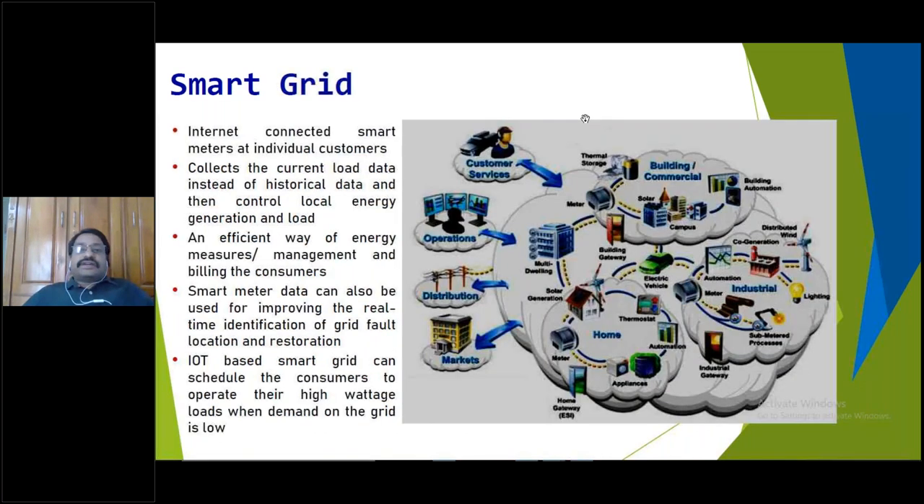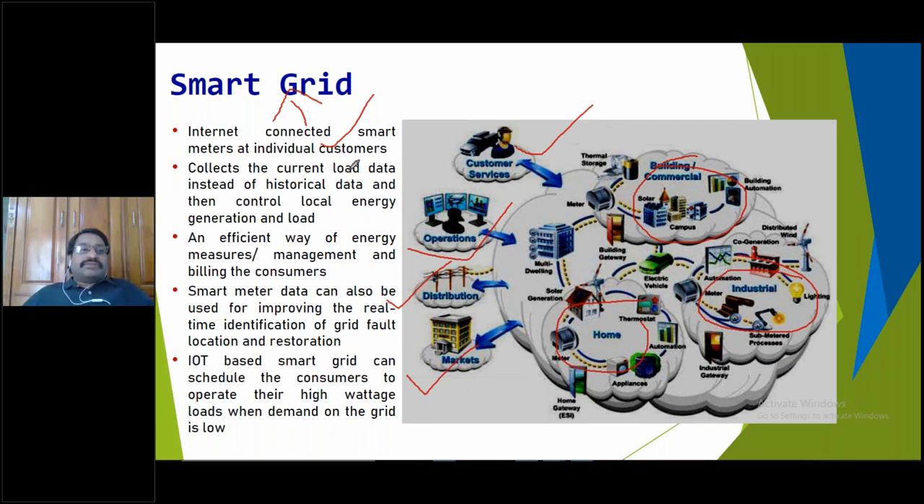Now, the smart grid. We are very much familiar with the smart grid, for better customer services, efficient operations, and effective distribution or scheduling of loads. It includes different buildings, home automation, and industrial automation. All together is the smart grid. Internet connected smart meters at individual consumers are one aspect of the smart grid.